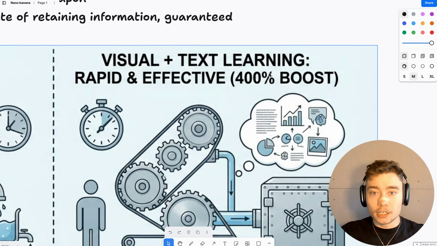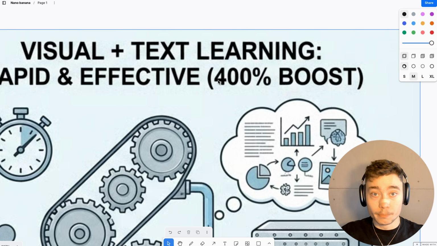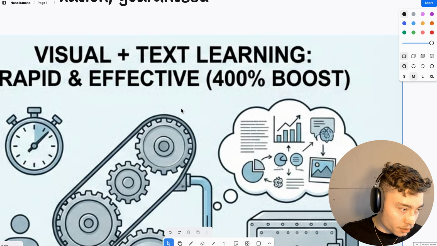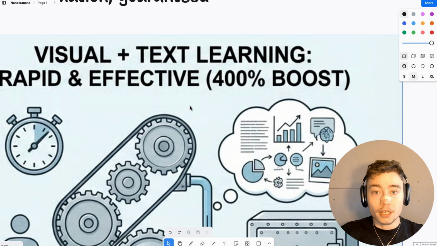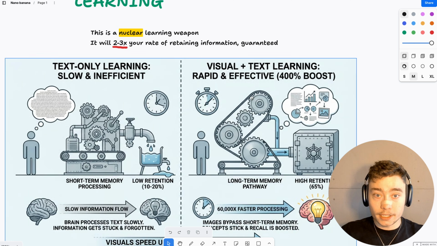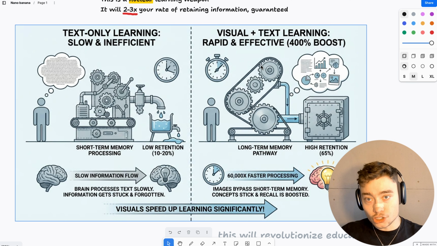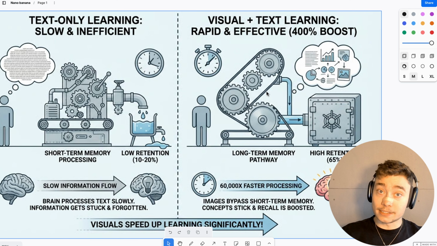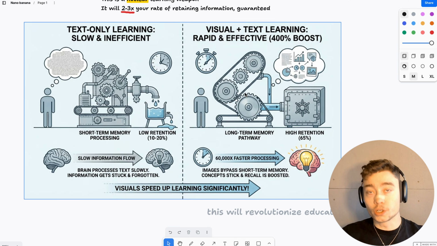And in fact, it's a 400% boost across many different people. So it's not just visual learners or auditory learners, blah, blah, blah. On average, if you supplement text with visual learning, you improve your attention and your rate of learning by 400%. This is why I call it the learning nuclear weapon.